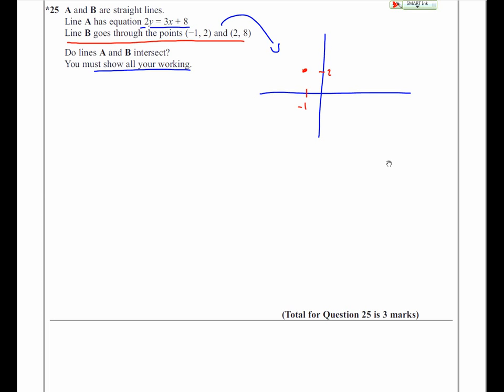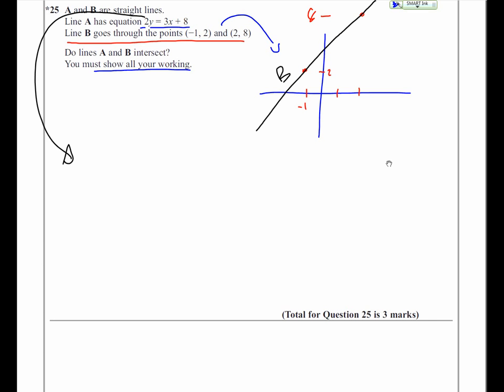That's our first point. And 2, 8. 8 can be up here. Okay, so this is the line B that goes through them. Line A has the equation 2y equals 3x plus 8. Okay, fine. What we want to do is find the equation of the line B.